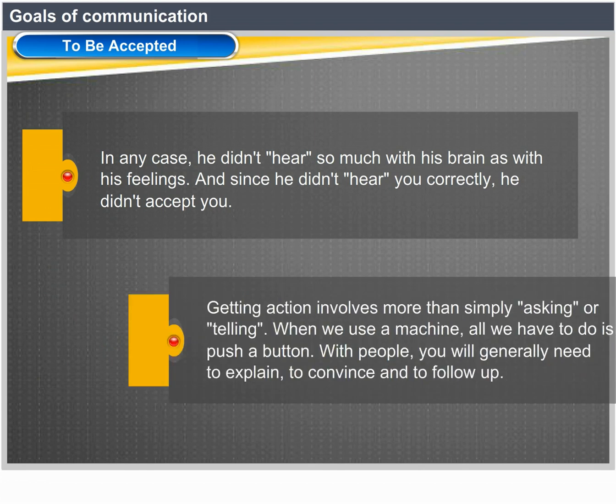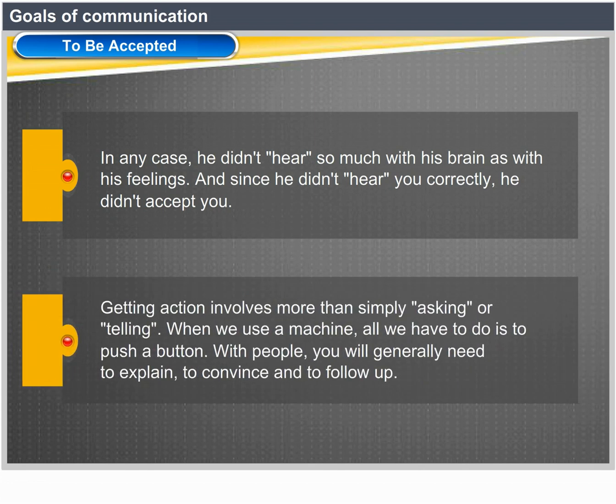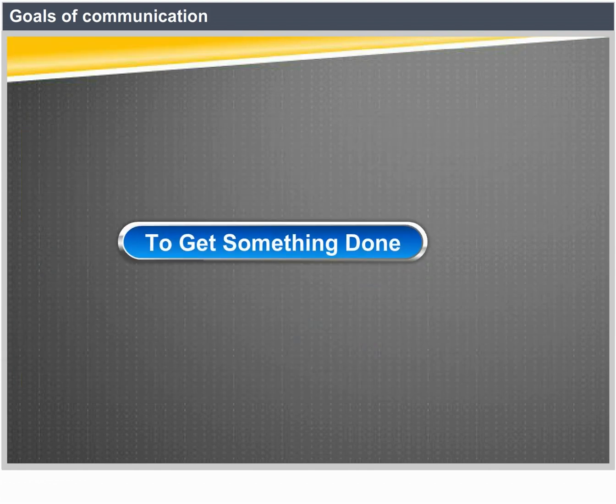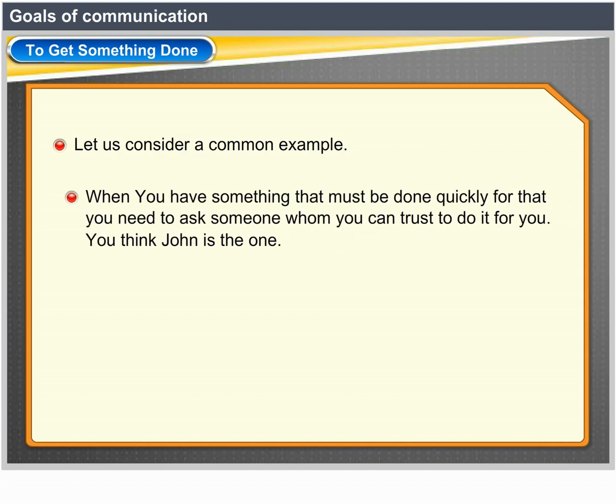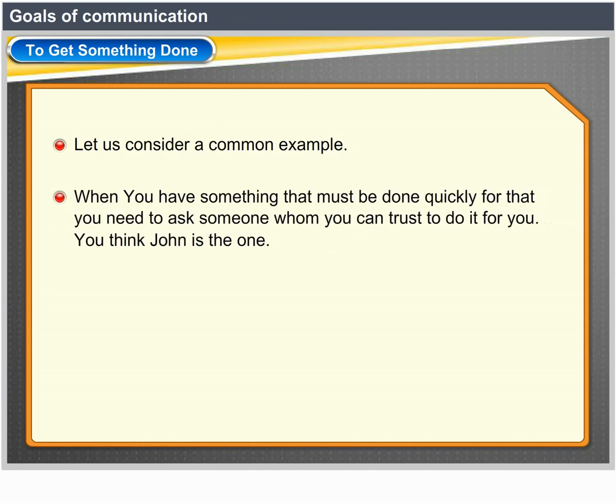Getting action involves more than simply asking or telling. When we use a machine, all we have to do is to push a button. With people, you will generally need to explain, to convince, and to follow up to get something done. Let us consider a common example. You have something that must be done quickly, and you need to ask someone who you can trust to do it for you. You think John is the one?